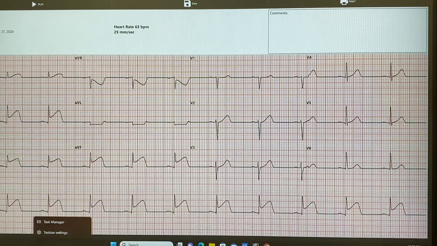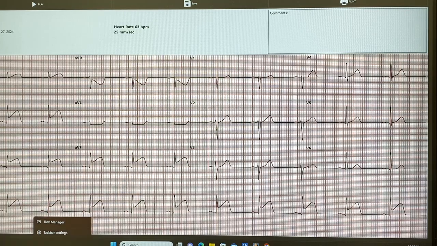Next, I'm looking at the QRS. If it's narrow. QRS is narrow. Okay, good. So we don't have any ventricular rhythm. Very good. Right? We're not going to call it ventricular. Okay, next.